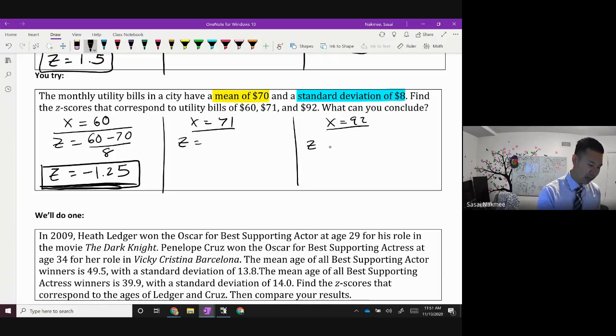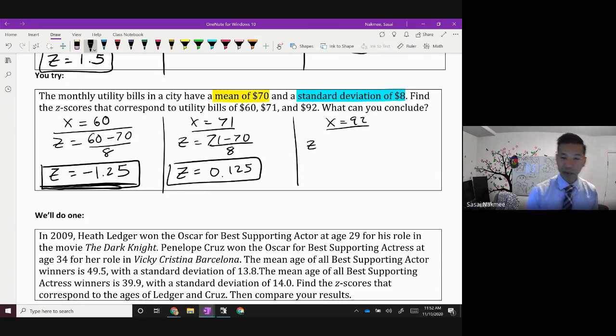The next person is paying $71. The Z-score is going to be 71 minus 70 divided by 8, which gives a Z-score of 1/8, which it looks like you guys are saying is 0.125. It's positive, so he's paying more than the average, but barely more. His Z-score is less than 1, so he's paying just a little bit more than the average. Not a lot, just a little bit.